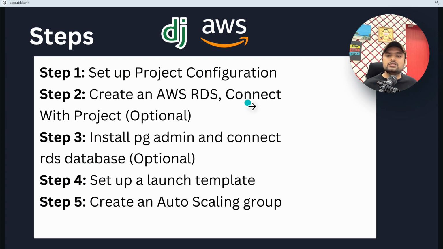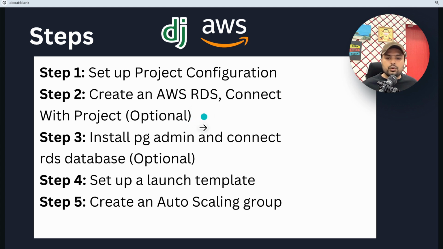What we are going to do in this video: first of all, we will set up our project configuration, how the project should be ready for deployment. Then we will create an RDS database on AWS and connect it with our project, because our project will use different servers. If it's based on auto scaling and two servers are running, we have to manage the database through one platform. It can be AWS RDS, and we will manage migrations and migrate locally by connecting with this RDS.